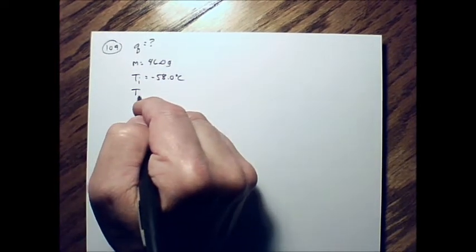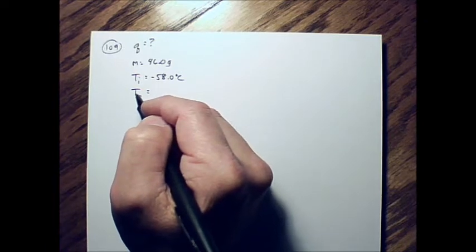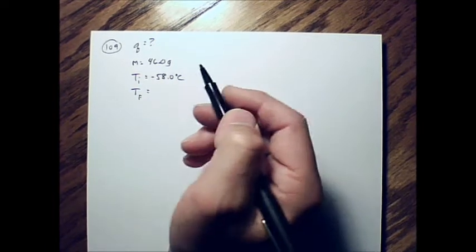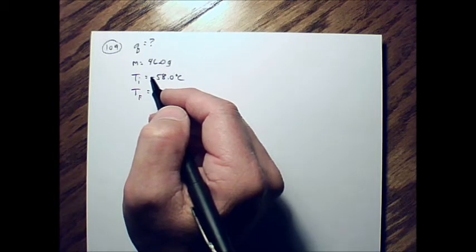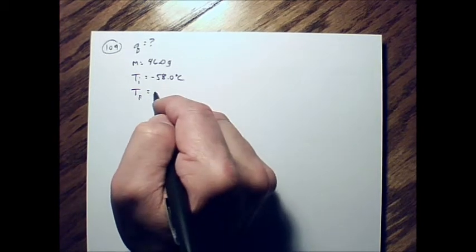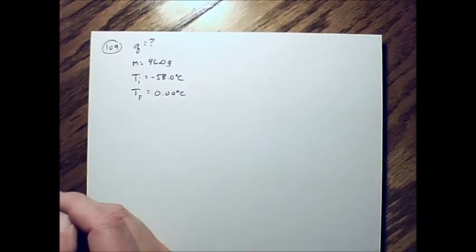to the melting temperature. So what's our final temperature if the melting temperature is what we're looking for with water? At what temperature does water melt? 0 degrees C. It freezes and melts at 0 degrees C.